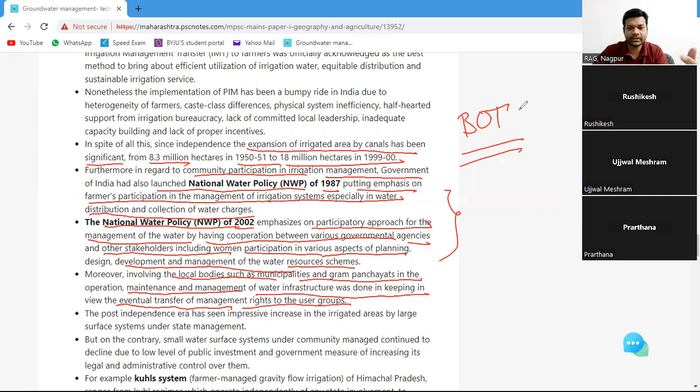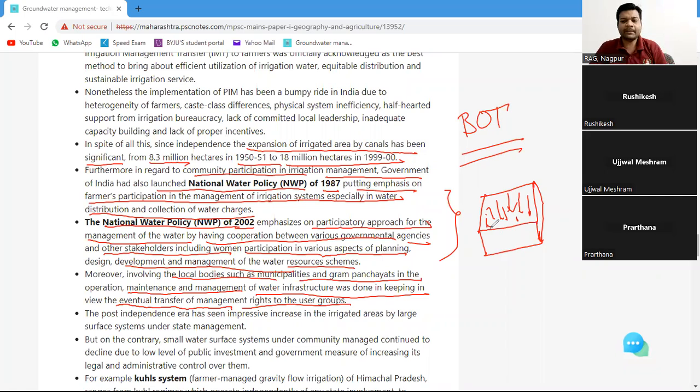That means the government will build something, like a service. For example, the government has constructed this recharge pit. They have trained you how to use the recharge pit, how to use this kind of structure to recharge your areas. So they have built it, operated it several times, and then transferred it to the user group.